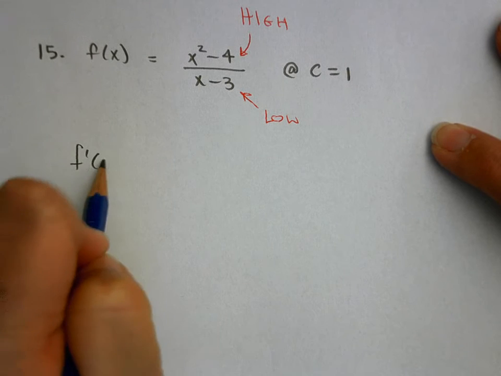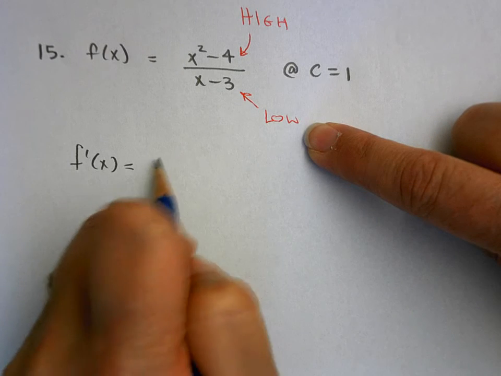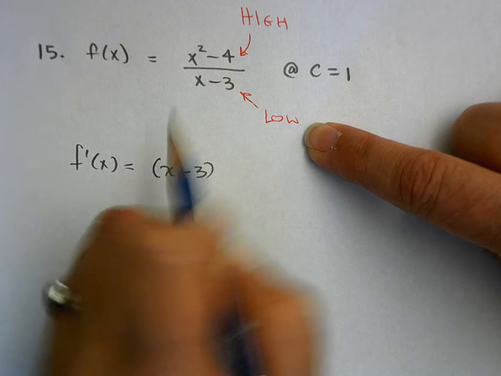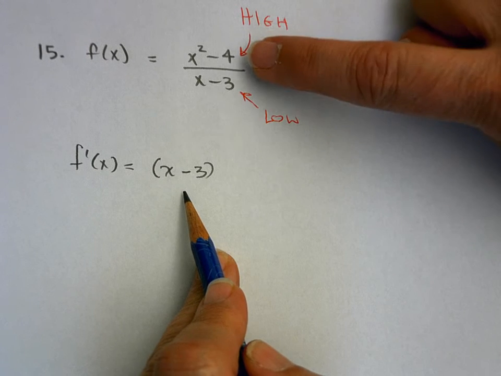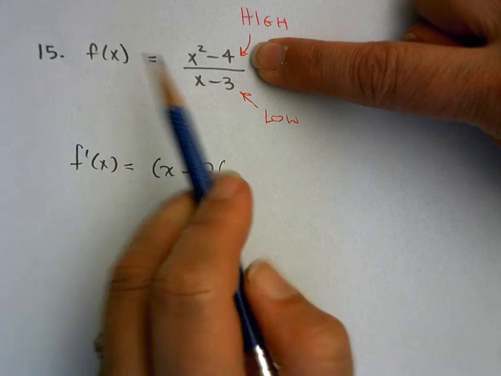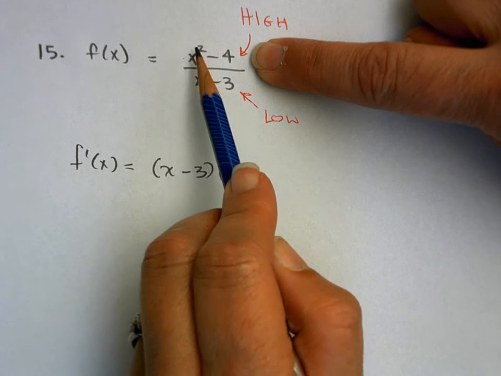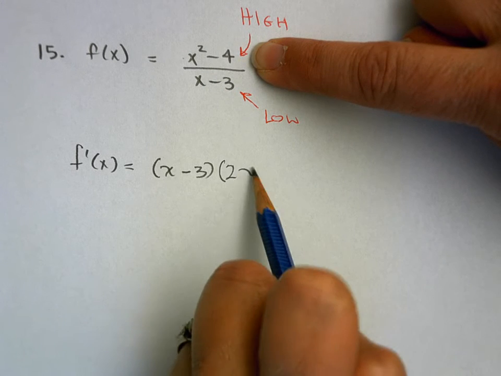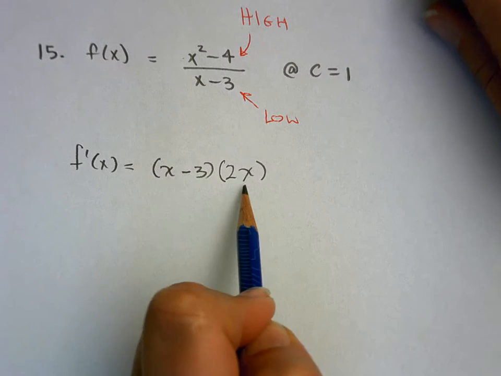So for the derivative, it's low D high, so low meaning the way it's written, so x minus 3 not changed, and then D high, so now I take the derivative of the numerator. So the derivative of x squared is 2x, bring down the 2, reduce the power by 1, so 2x, and the derivative of a constant is 0. So there's low D high.